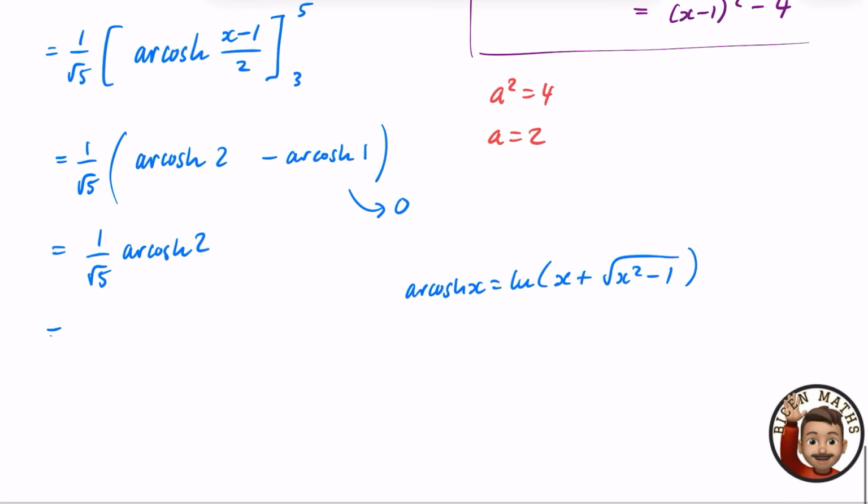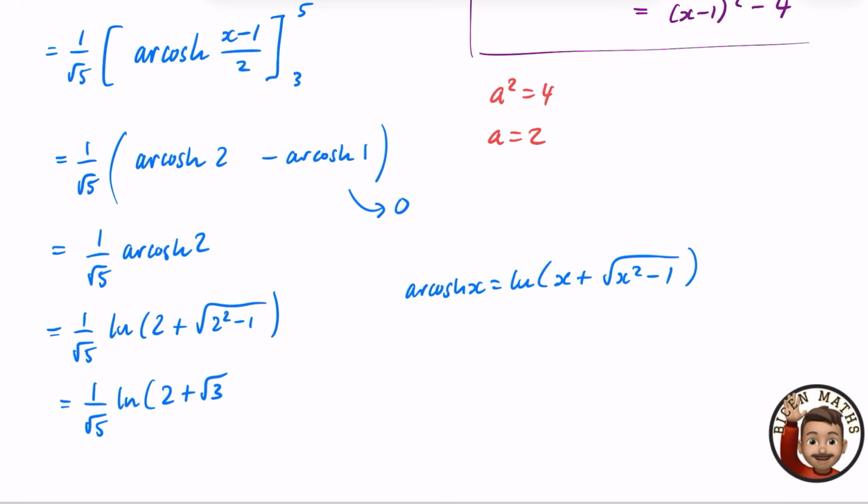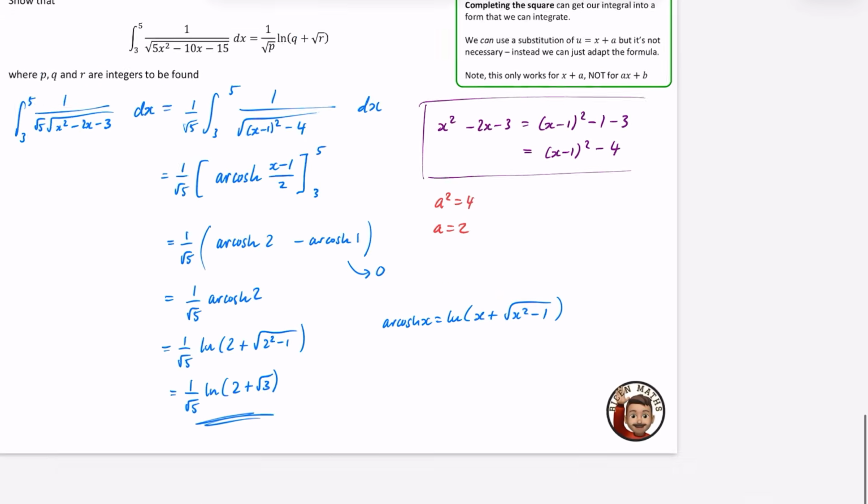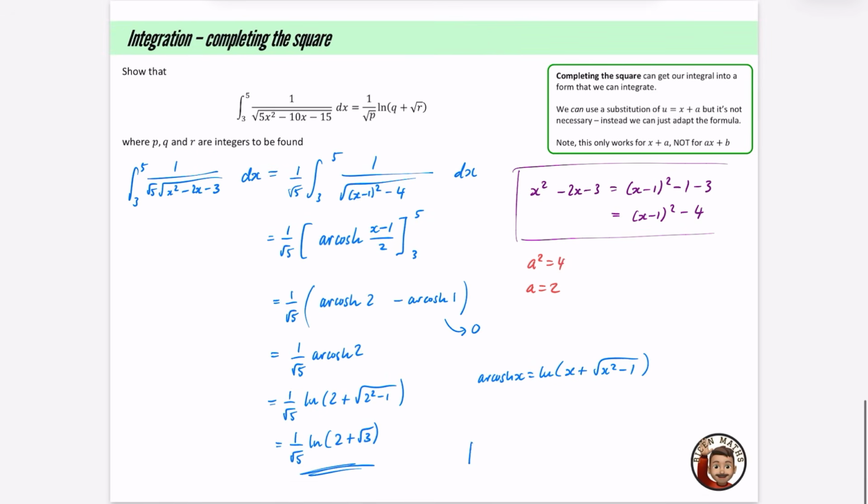I didn't. So this will be 1 over the square root of 5, the ln of 2 plus the square root of 2 squared minus 1. So it is 1 over root 5, ln of 2 plus root 3. And I think that's in the form that they wanted. So p is equal to 5, q is equal to 2, and r is equal to 3 for this question. Okay, that bit is in the formula booklet, and I've luckily been able to remember that from before.